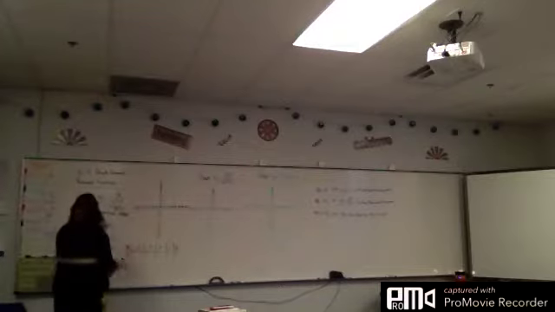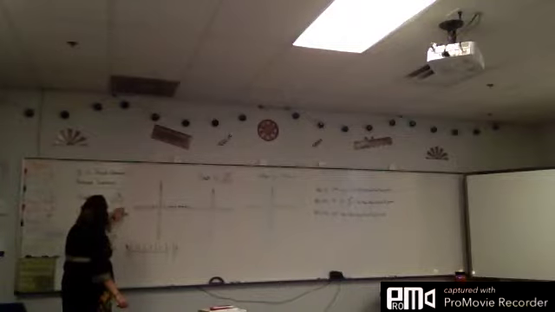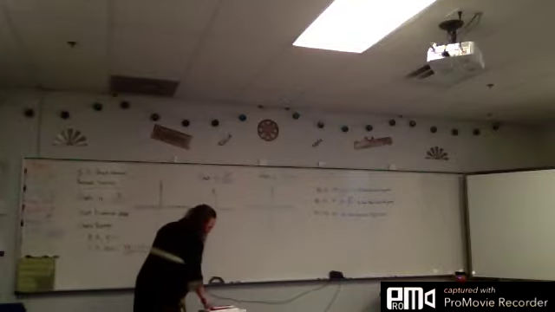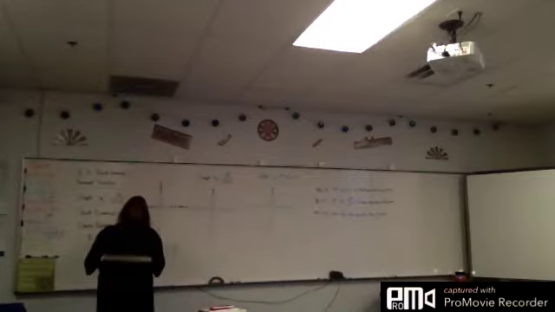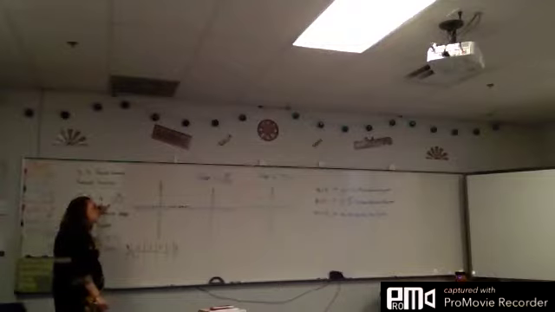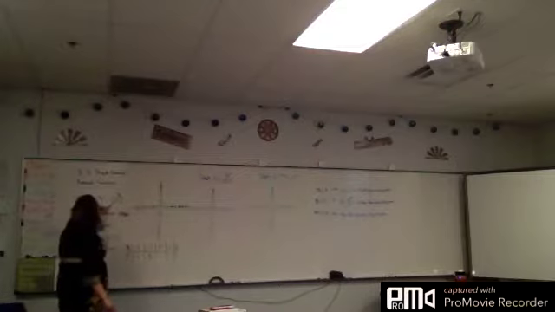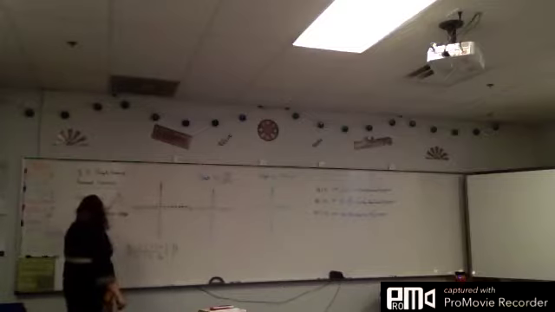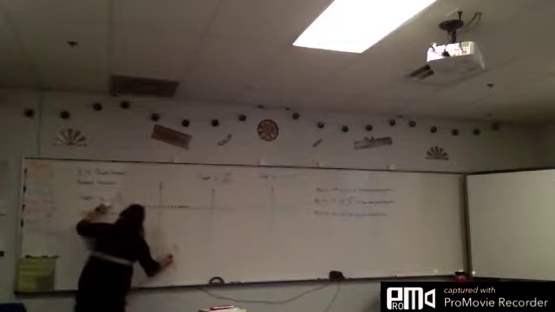If I plug -2 in, what's -2 squared? 4. 4 plus 1 is 5, so 6 divided by 5 is 1.2. Plug in -1, what's -1 squared? 1. What's 1 plus 1? 2. 6 divided by 2 is 3. Plug in 0, what's 6 divided by 1? 6. Plug in 1, 1 squared is 1, 1 plus 1 is 2, 6 divided by 2 is 3. Do you see a pattern?